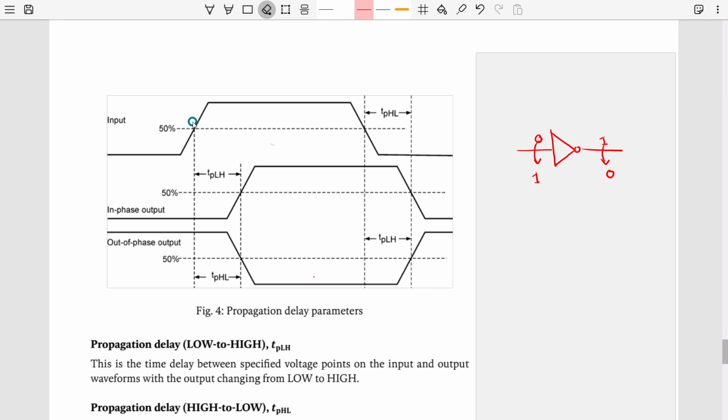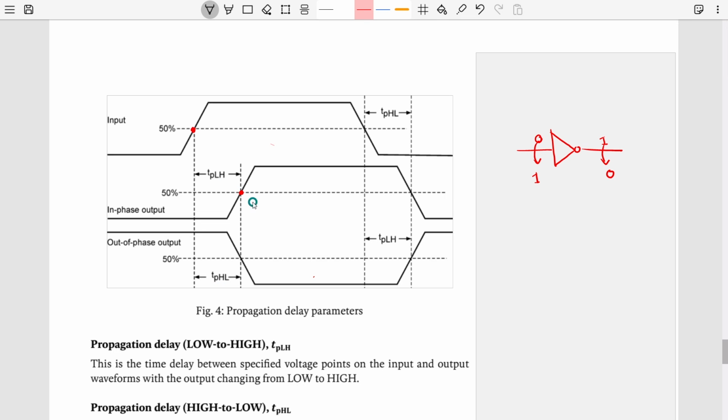And how do we calculate it? We take the same point for both cases. We have taken the 50% signal point here for the input, and 50% for this one as well, and then we take the difference of time between them. But we actually have two different parameters. One of them is for low to high, another for high to low. You see tPLH and this is tPHL. So how is that?